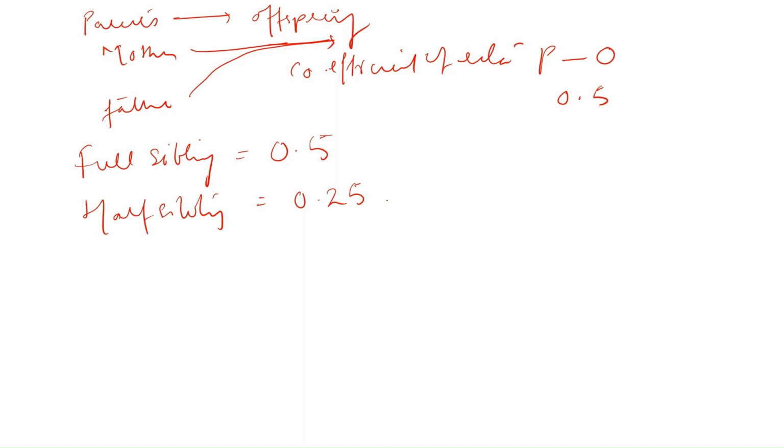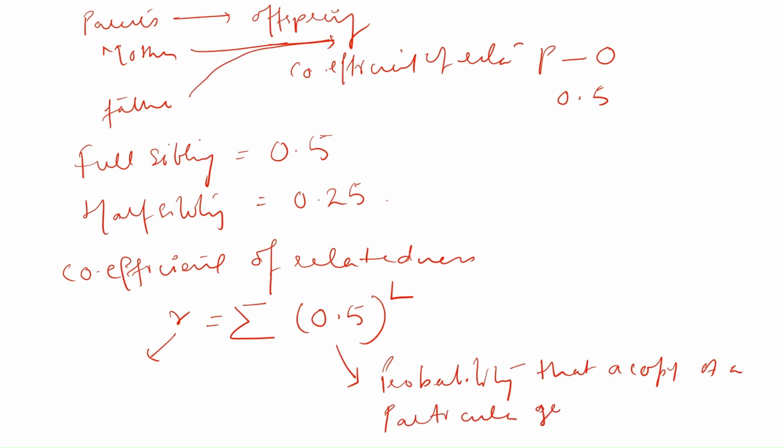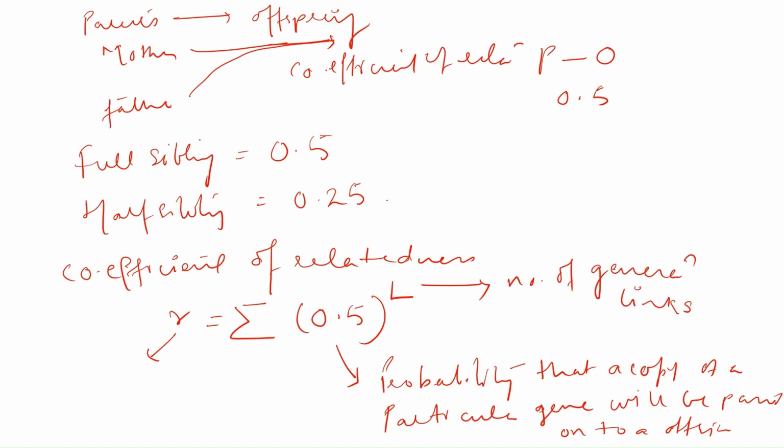Now the formula for the coefficient of relatedness R is equal to the summation of 0.5 to the power L. Here R is the coefficient of relatedness. 0.5 is the probability that a copy of a particular gene will be passed on to an offspring. What is L? L is the number of generation lengths between two individuals.